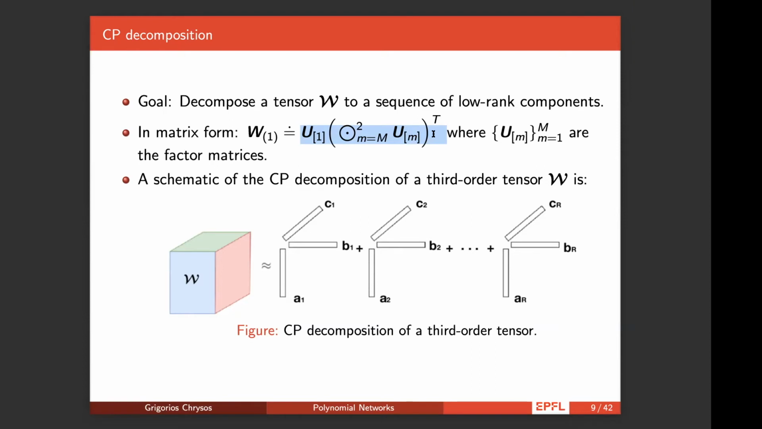So how does W1 relate to the original W? W1 and W have the same elements, right? You can think of it as how a matrix relates to a vector. If I vectorize a matrix, it still has the same elements. It's just written in a very long way as a vector instead of two-dimensional.